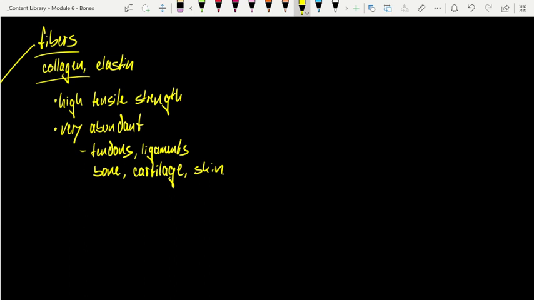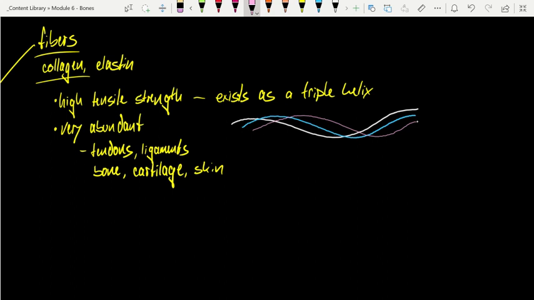The final formation of the protein, and what gives it its high tensile strength, is the fact that it exists in a triple helix. It might look something like this, all wound together. The combination of these structural proteins gives collagen its very high tensile strength.